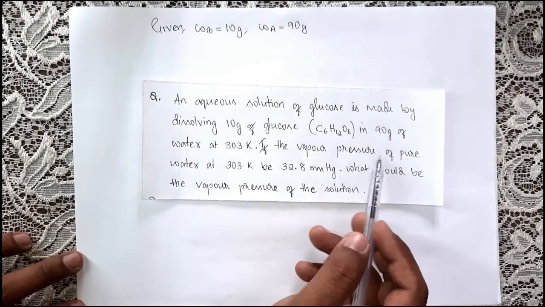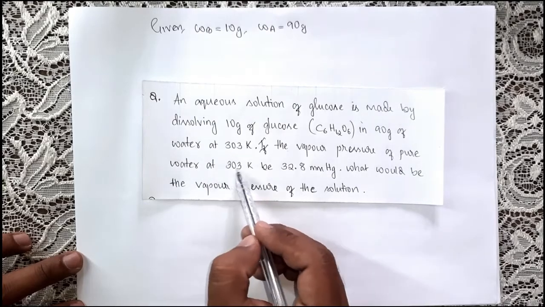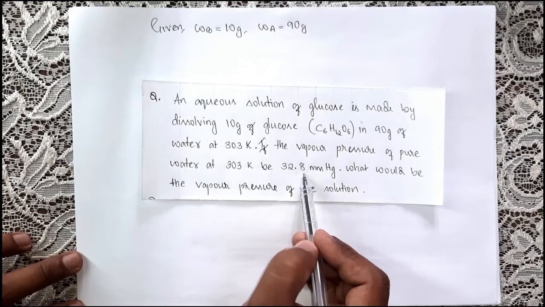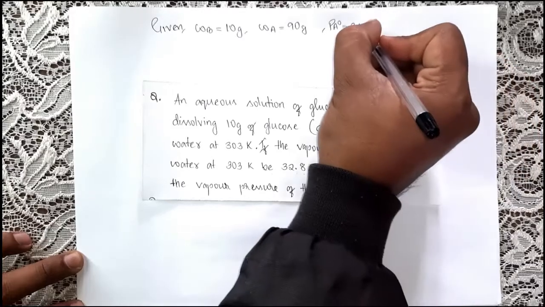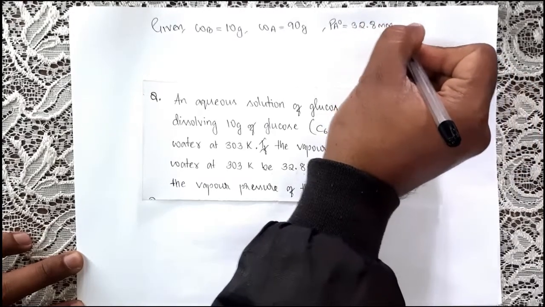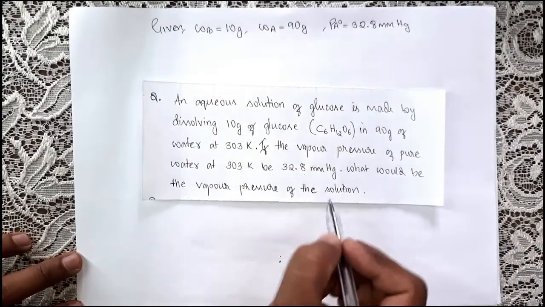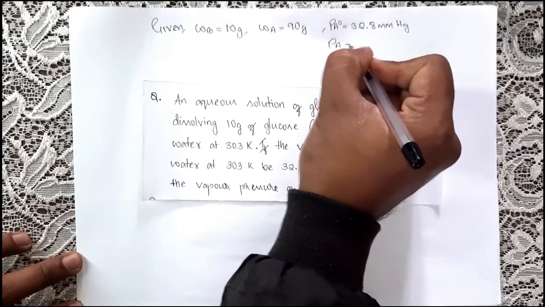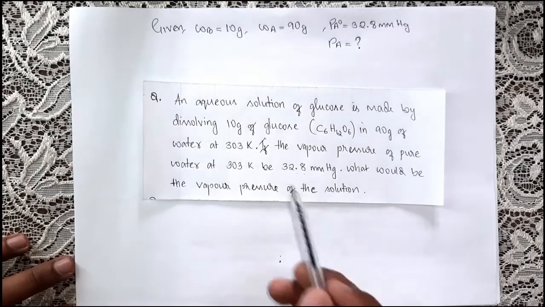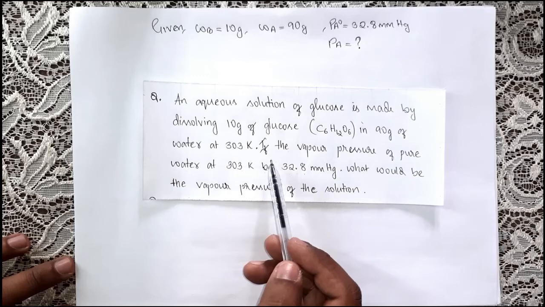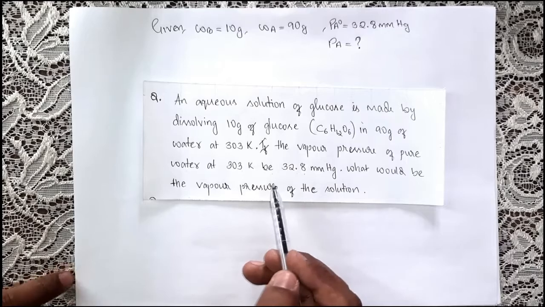If the vapor pressure of pure water, so water is a solvent, pure solvent, at 303 Kelvin be 32.8, so it's very obvious it will be PA naught, which is 32.8 mmHg. What would be the vapor pressure of solution? So vapor pressure of a solution, which is PA. So you're supposed to calculate PA out here. Now they haven't given you MA and MB, but we need to look at the question properly and find out MA and MB.